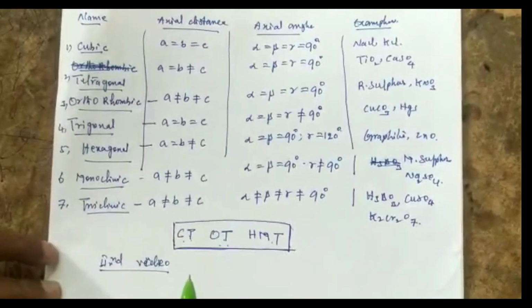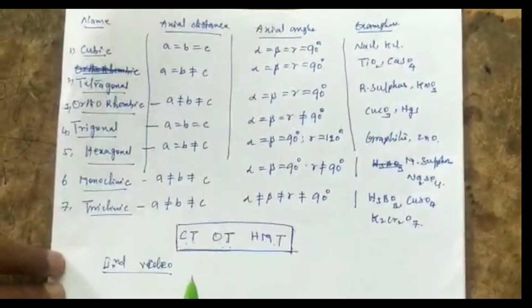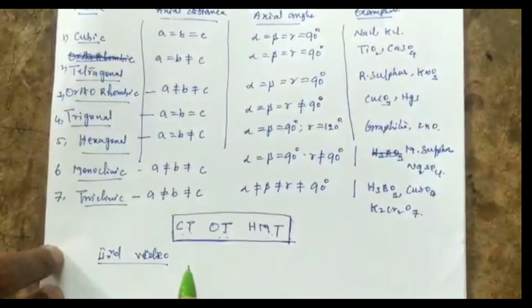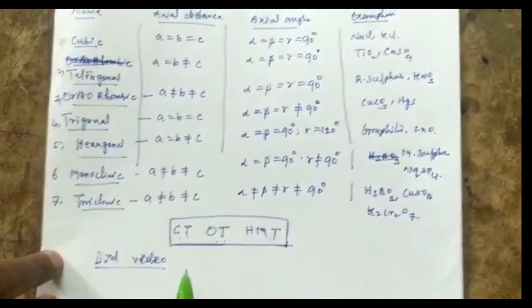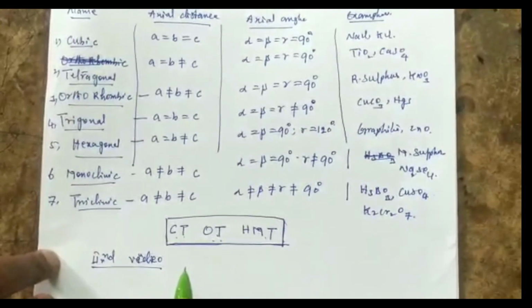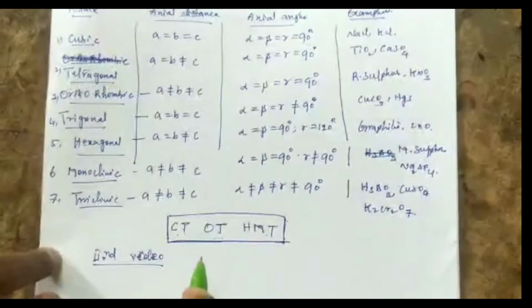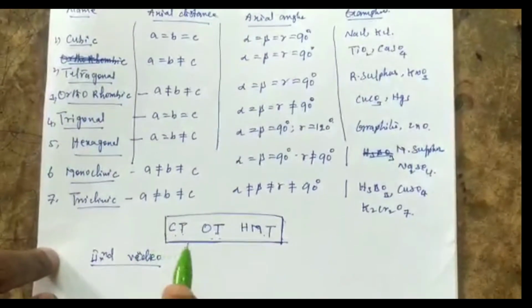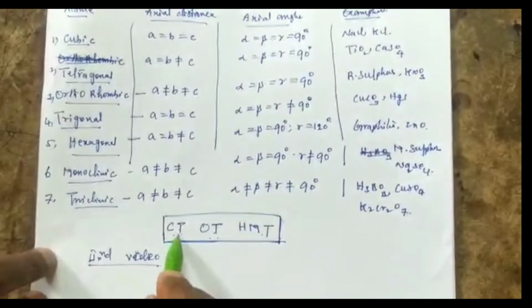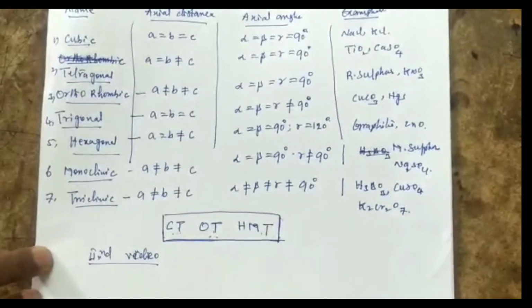Hi students, now we are going to see some problems based on the last video. In the last video we have done the names of crystal systems, axial distances, axial angles and examples. So how to remember that table? We have done one trick also, that is CT, OT, HMT.